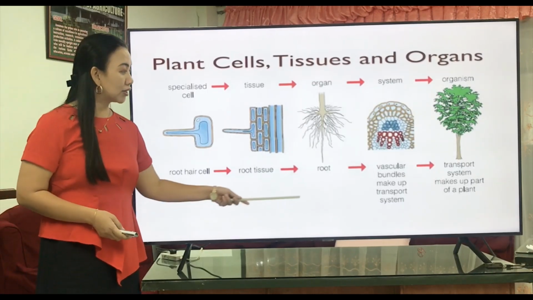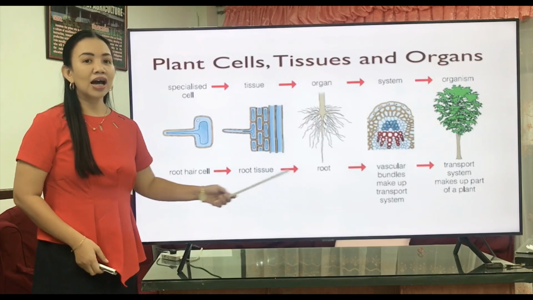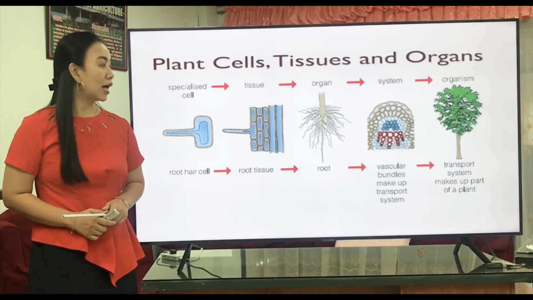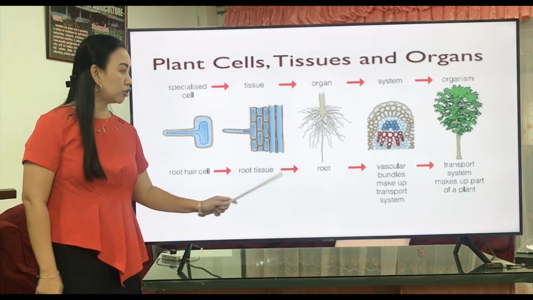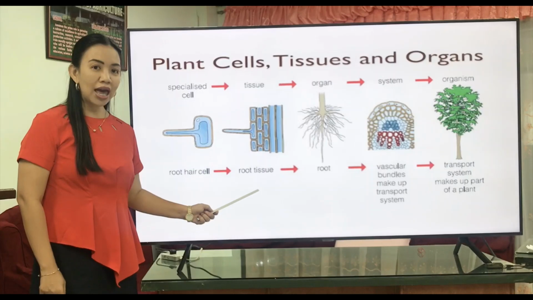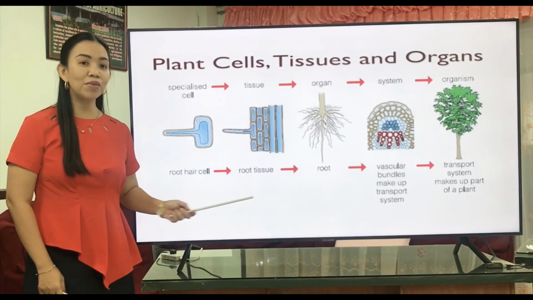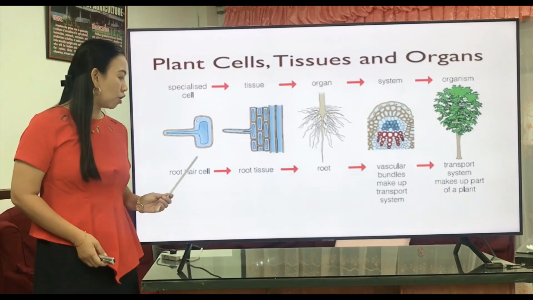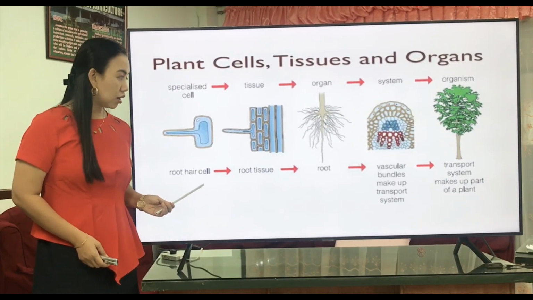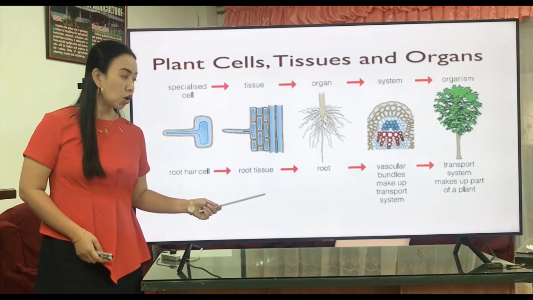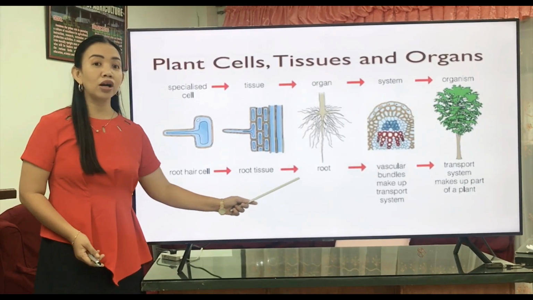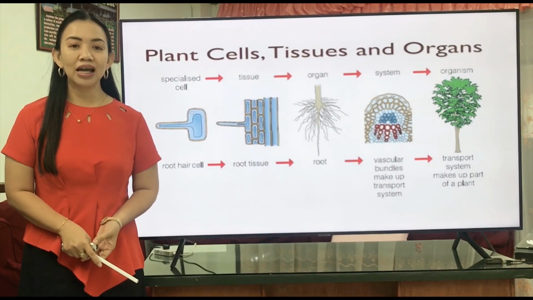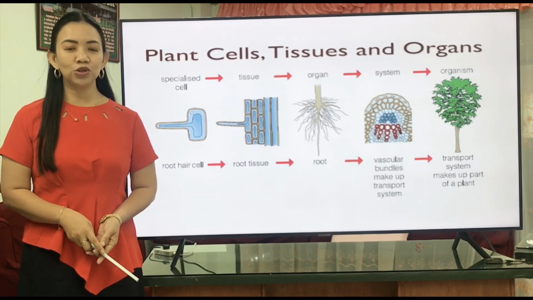So for this organ, for example, in this illustration, we have the root as an example of a plant organ. This organ is composed of many tissues. In the roots, the tissue is known as the root tissue, and this root tissue is composed of many cells, which are known as the root hair cells. So in short, the group of root hair cells joins together to form a root tissue, which is grouped together to form a root. These organs are structures of the plant that are composed of at least two or more tissue types.